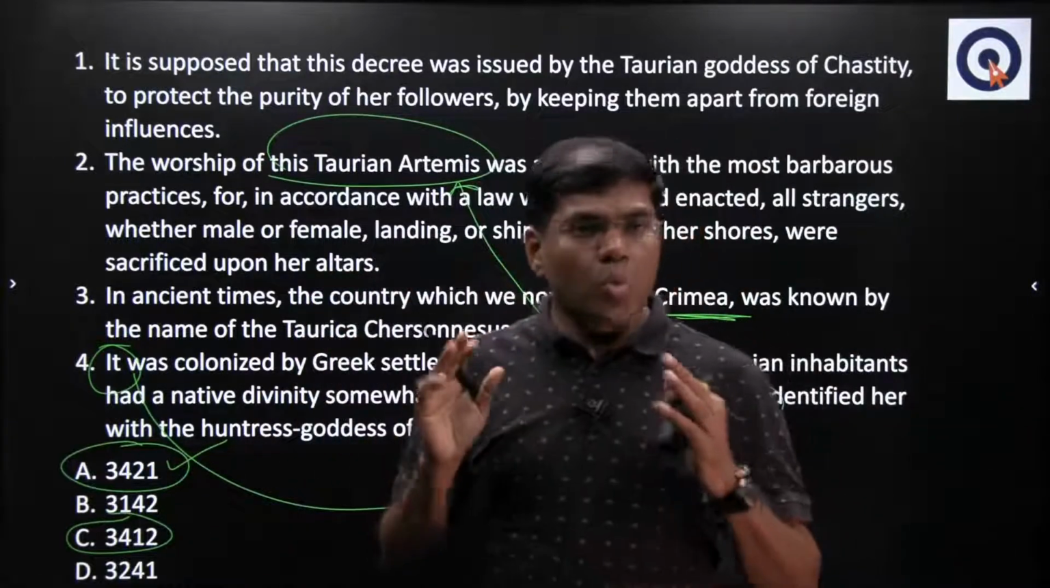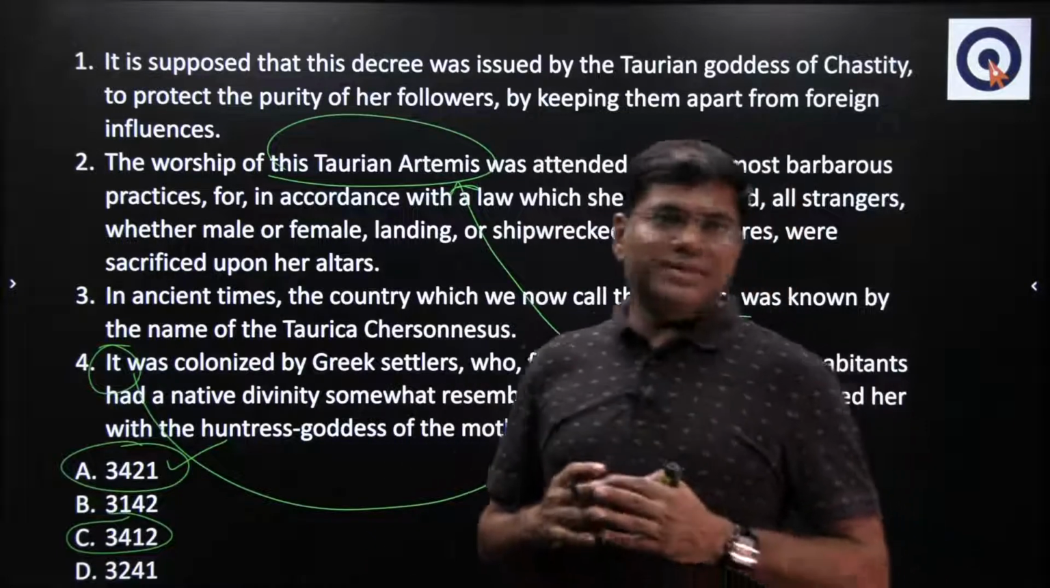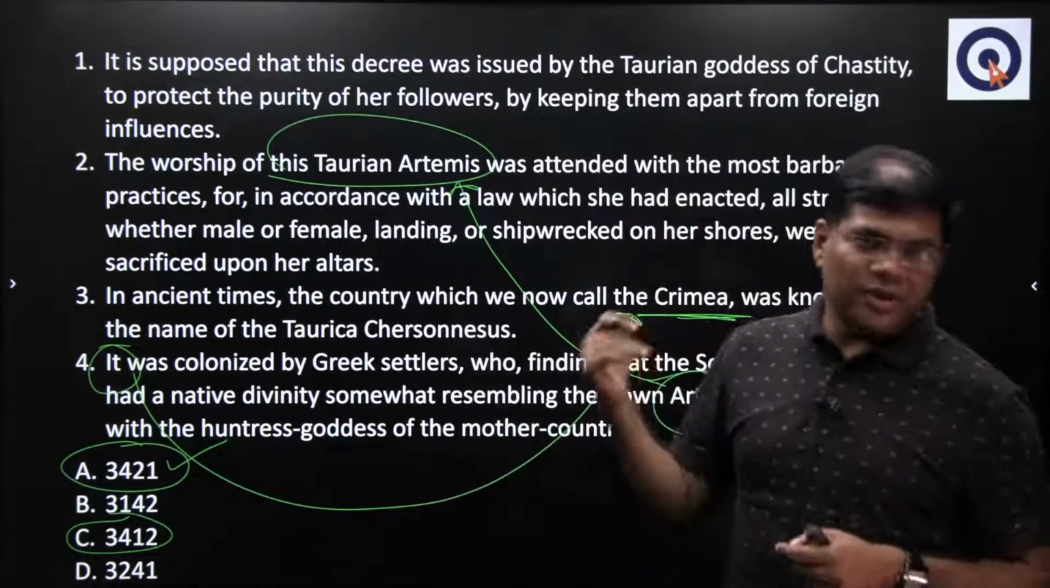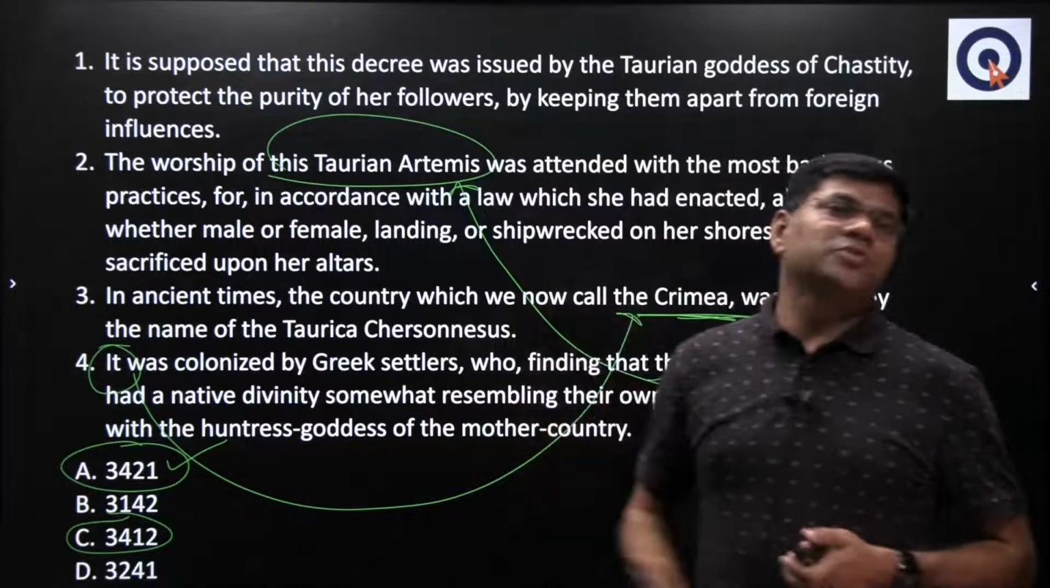That's why if you want to score well in the non-CUET exams, you have to be very, very good with these kind of things, because this will definitely give you an advantage over the others.